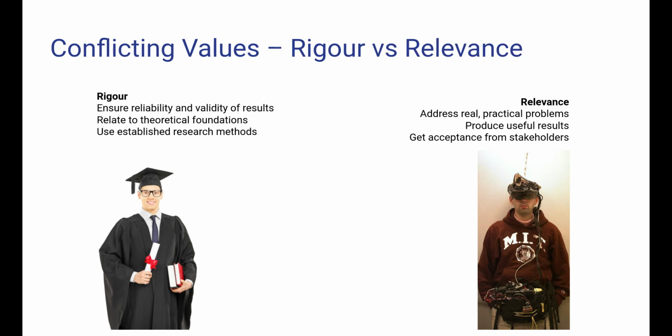What is playing out here is a conflict between values, between rigor and relevance. The scientist goes for rigor. He wants to ensure reliability and validity of research results. He wants to build knowledge in a cumulative way so that new knowledge is related to old knowledge and to theoretical foundations. And for doing this, he wants to use established research methods.